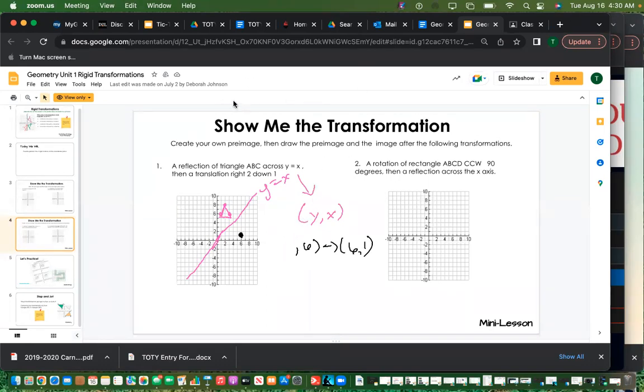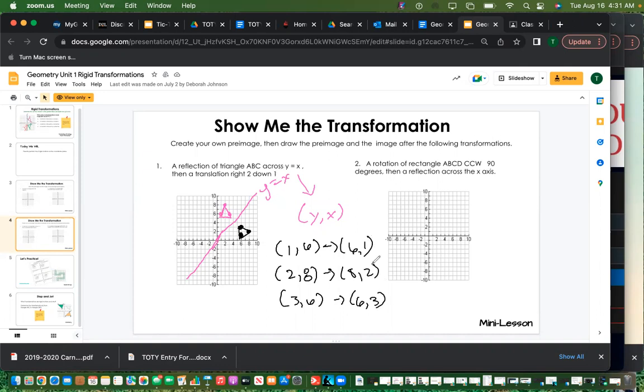Let me rewrite that. Okay, and then this point right here, which is 2, 8, is now going to be 8, 2. This point right here, which is 3 comma 6, is now 6, 3. Okay, but we want to translate right 2 and down 1.